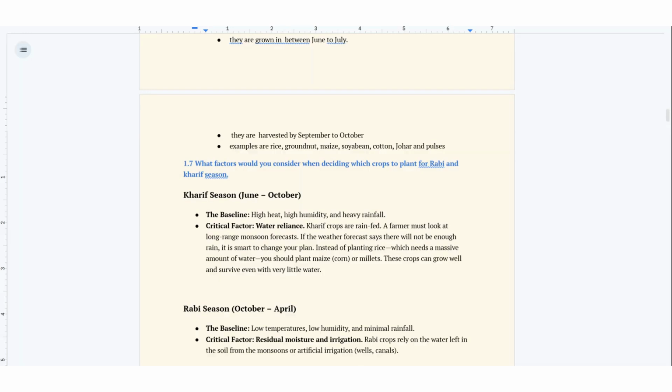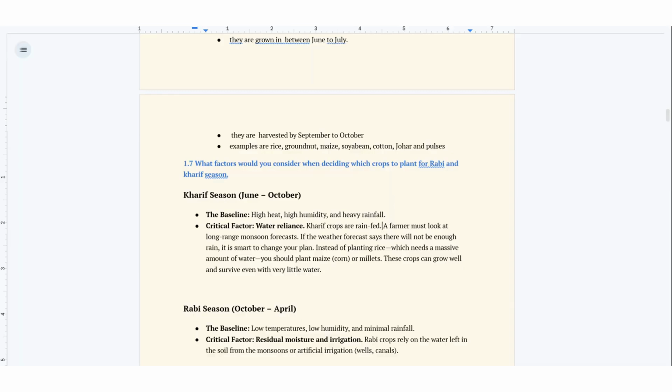Now, what are the factors? Kharif crops are rain fed. You don't take the river water or the dam water or the canal water. Majorly, it comes from the monsoon. Monsoon means rain. So, Kharif crops are rain fed.